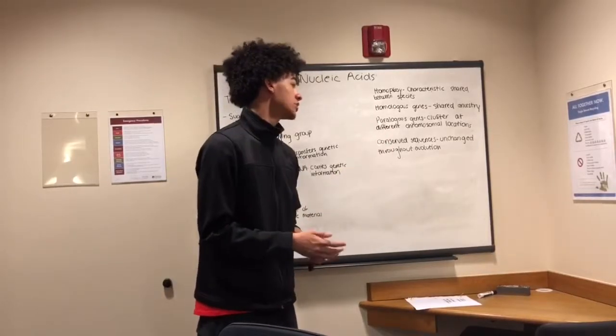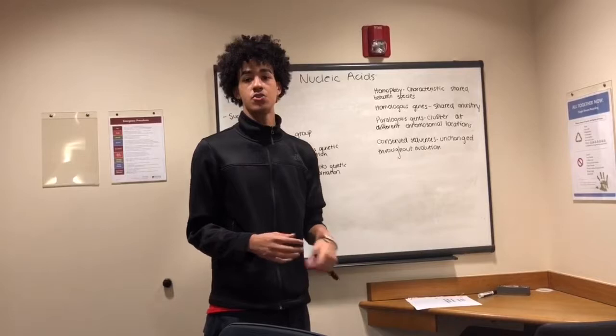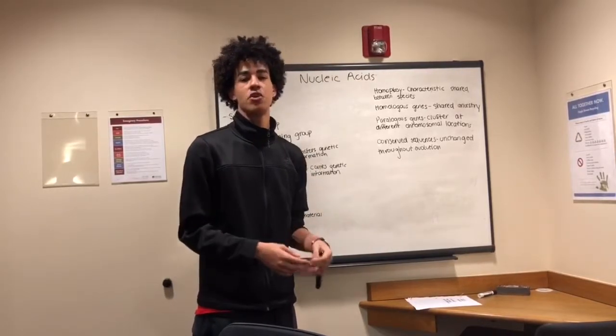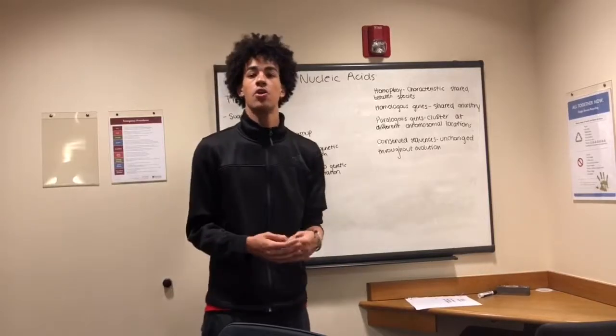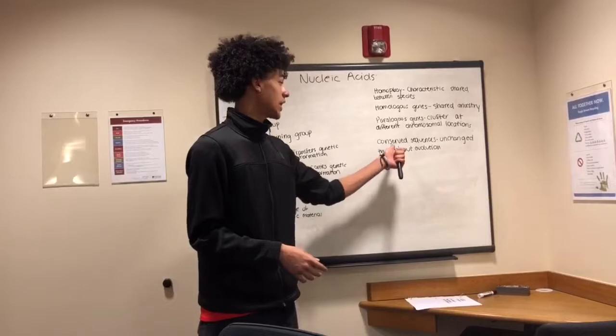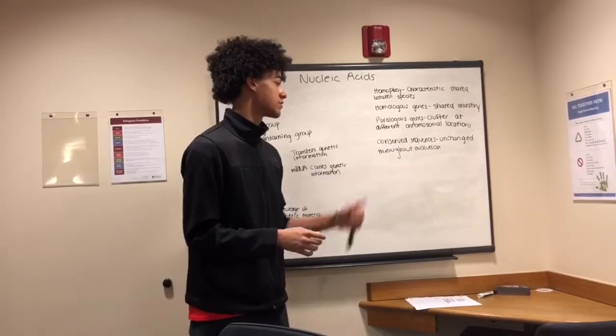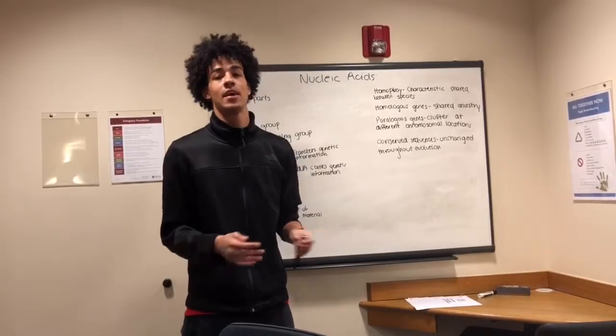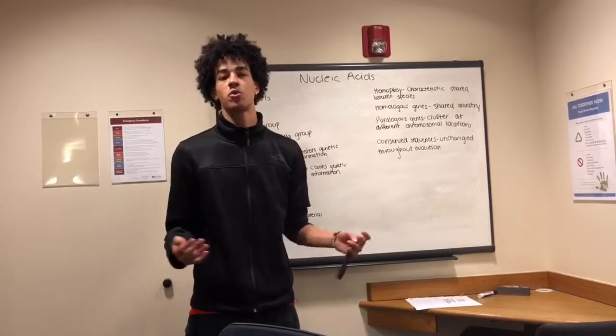A paralogous gene is a cluster of genes at two different chromosomal locations, but they have since diverged from the common ancestor through a DNA mutation. And lastly, you are going to see conserved sequences, which refers to a DNA sequence that has remained unchanged throughout the course of evolution.